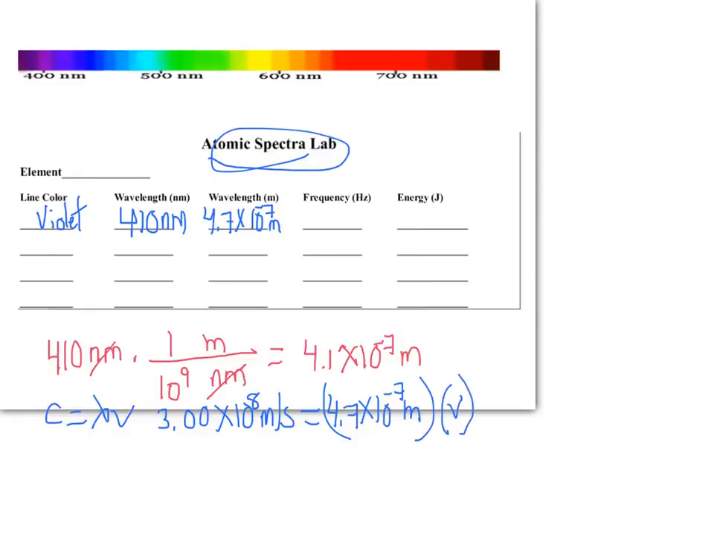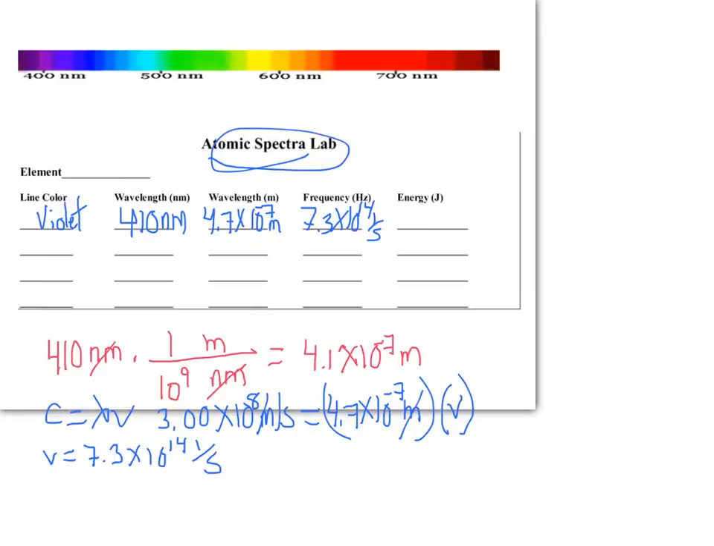Times nu, which is my frequency. If you solve for that, that should give you close to 7.3 times 10 to the 14 hertz, or 1 over seconds. I prefer 1 over seconds as opposed to hertz, because if you look at this, you can cancel the meters and you'd end up with 1 over seconds. That makes more sense to me. So I'm going to put on my table here 7.3 times 10 to the 14, 1 over seconds.